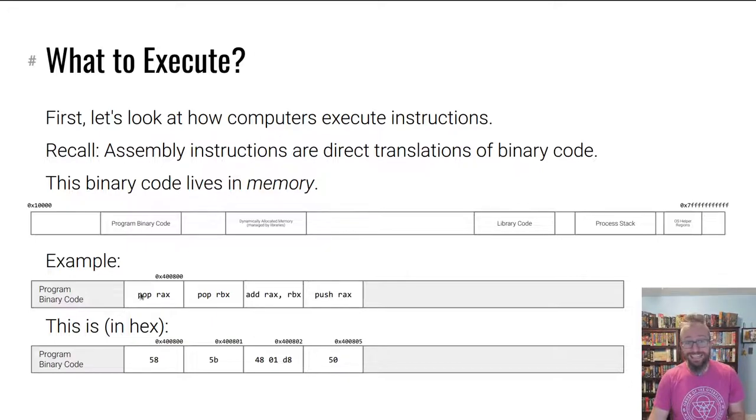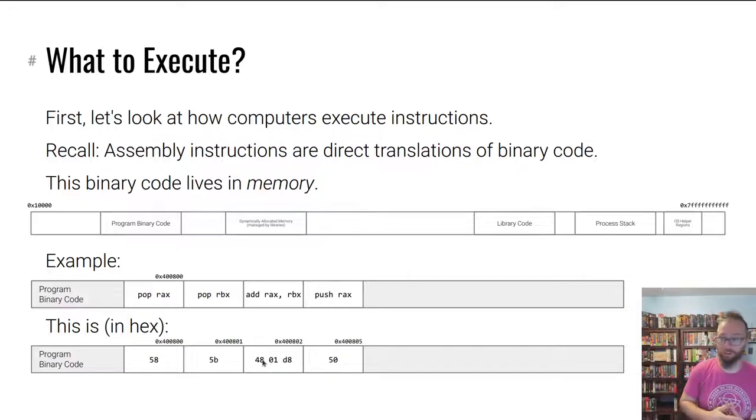And this is in readable form. In reality, it's the binary code. At 40800, there's a hex 58. That's pop rax. That's literally what the byte translates to. Then there is a pop rbx. That's 5b, and that's at 40801, the memory address. Then there's 3 bytes, because add rax rbx takes 3 bytes to encode.